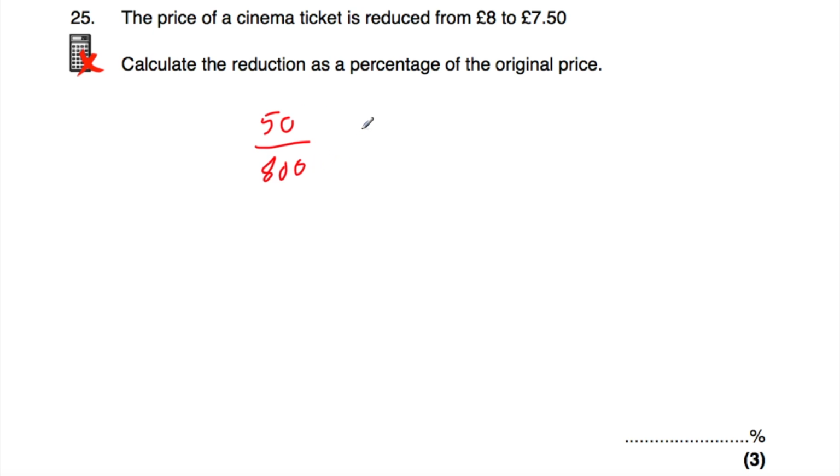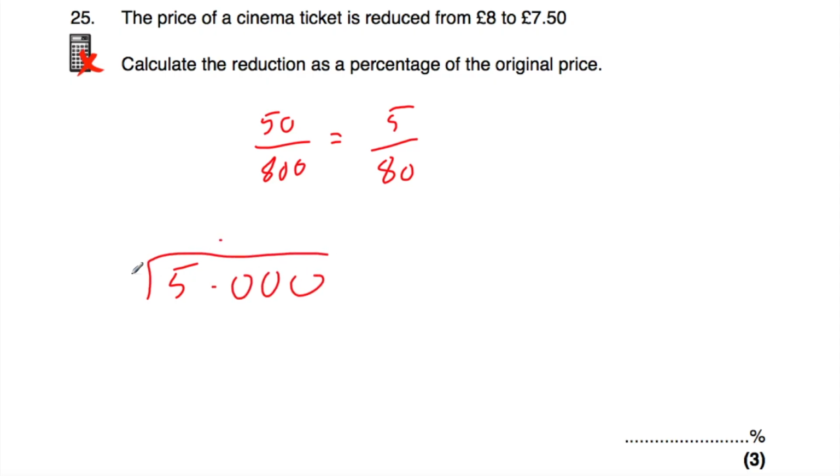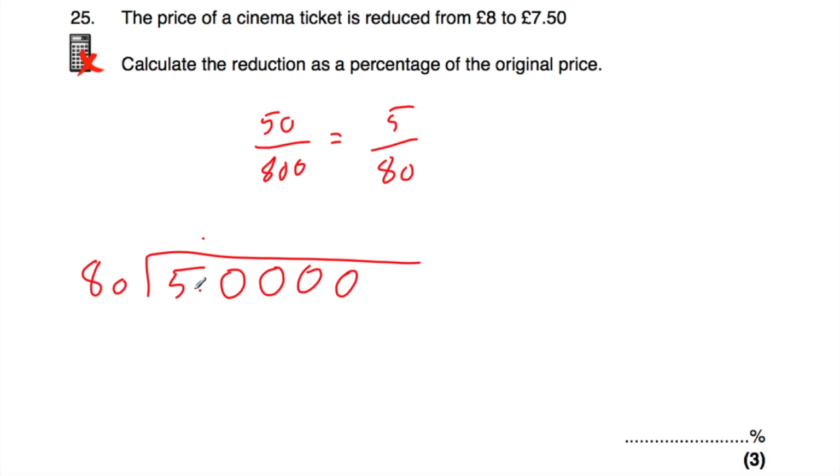Okay, so we want to now change that 50 over 800 into a percentage. There's a few different approaches that we could use here. I'm going to cancel that down a little bit to begin with. I'm going to divide both the numerator and denominator by 10. So that'll be 5/80. Now I'm going to do the bus shelter method, 5 divided by 80, and see what we get. I've put a 5 down and some zeros, quite a few zeros, because I know that 5 divided by 80 is going to be a decimal number with a few decimal places.